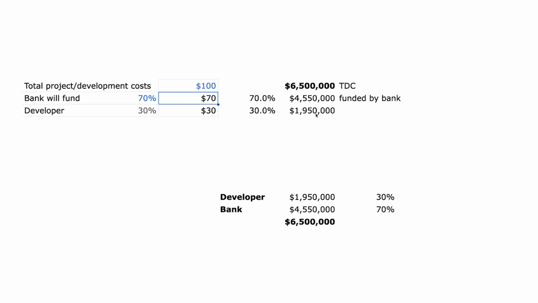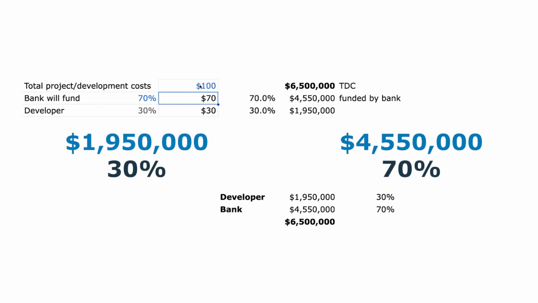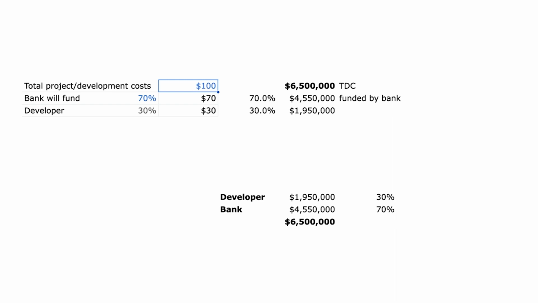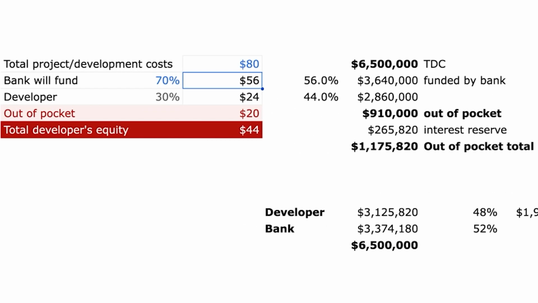I have to come up with 30%, which is 1.95 million, and 4.5 million would be funded by the bank, give or take. So that gives me a 30-70% split. But when the bank says, hey, I will only consider $80 as your maximum cost, what that is doing is that I'm suddenly out of pocket $910,000 that I've got to come up with. And that's exactly what happened. Suddenly I was out of pocket by a significant margin.